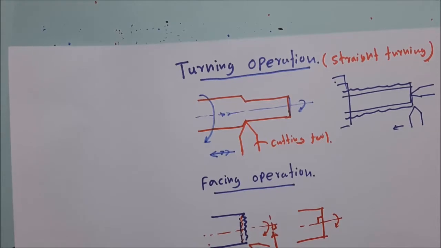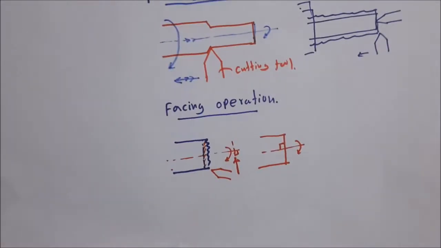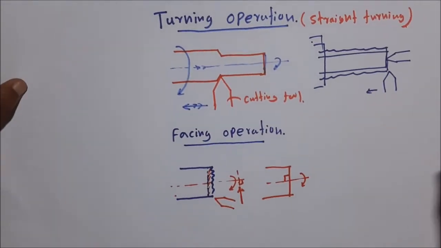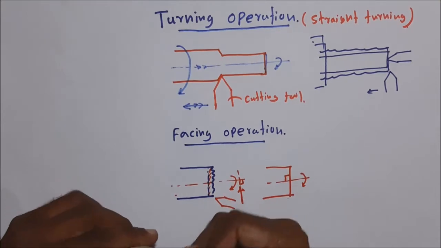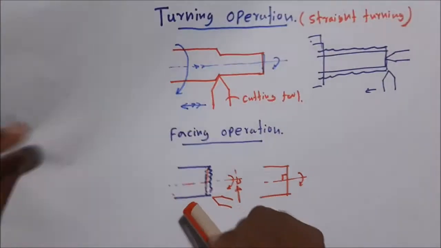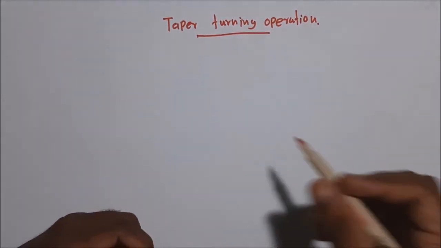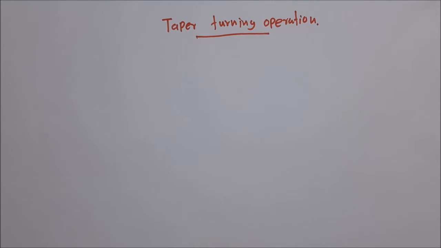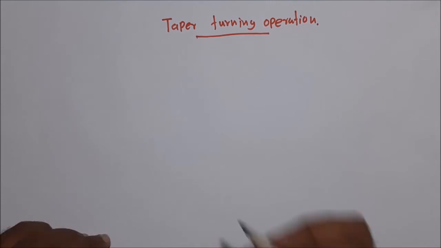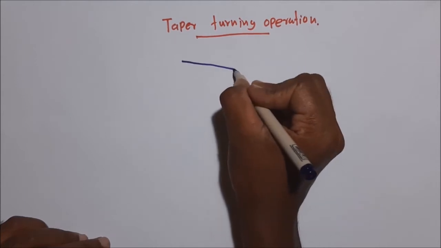So let's see the next operation, taper turning operation. Here we discussed the turning operation and the facing operation. Then the next one we are going to discuss is taper turning operation. In taper turning operation, the cutter is fed in an inclined direction to get this kind of conical shape for the component.